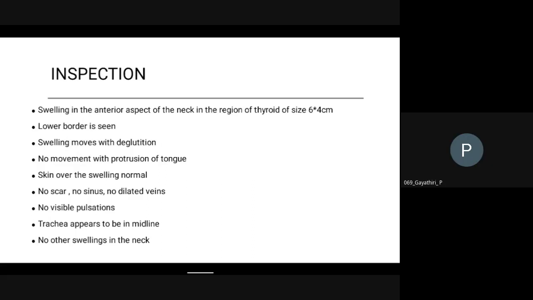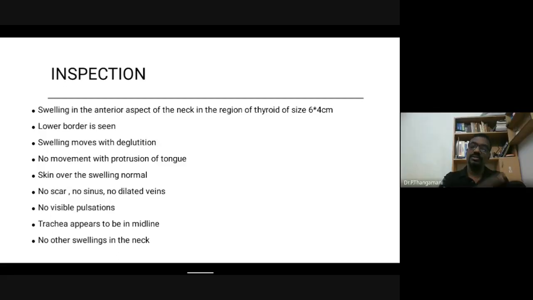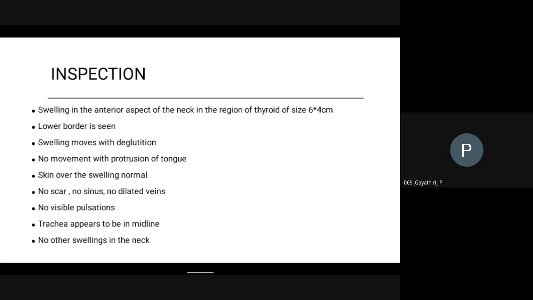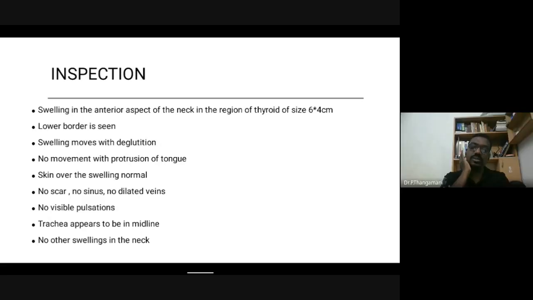Surface is multinodular, smooth, nodular surface. You are presenting a multinodular... No, you should say either nodular or uneven. Anything is okay. Nodular surface. Skin over the swelling.